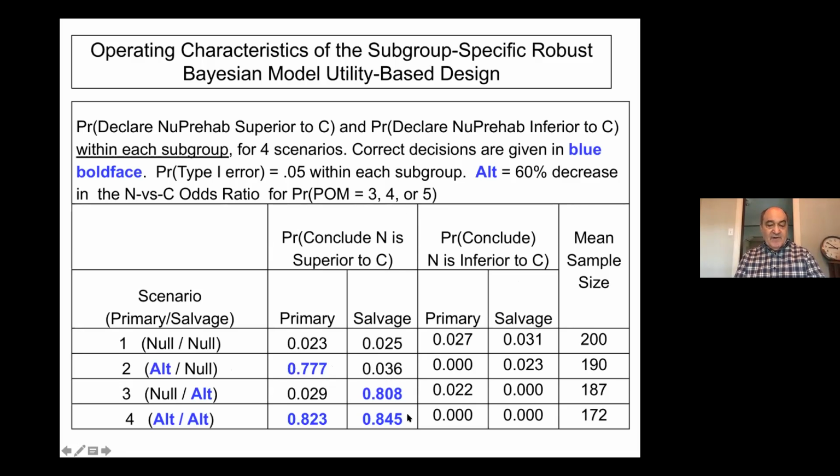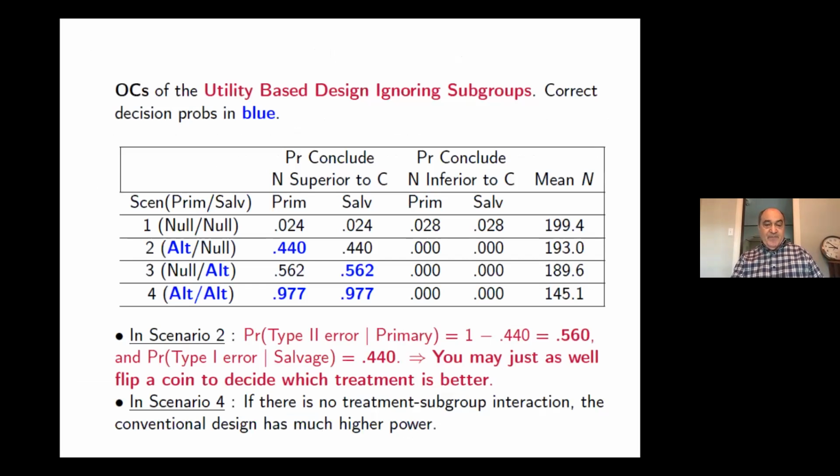And then if you reverse it, you get the same sort of thing. Here the power, probability, is 0.81. And then if you have an advance in both subgroups, you go, wow, it's above 82 or 85%. So the design does a good job of subgroup specific decision making. And we started doing this. That is, we started saying, well, if patients are heterogeneous, let's have our decision making subgroup specific.